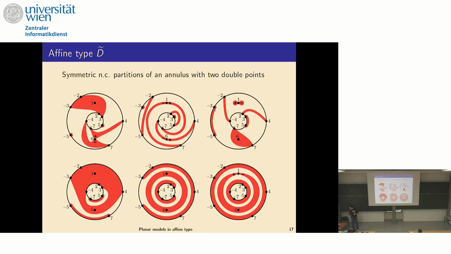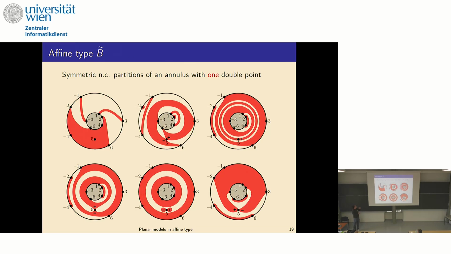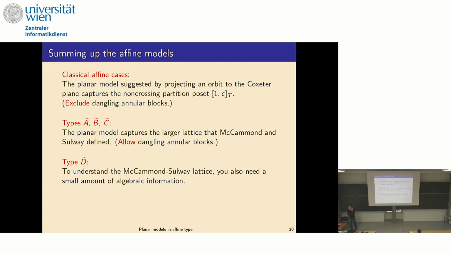I don't know. For some reason, I felt like you needed 2 slides full of these examples, but there's lots of things that can happen. In affine type B tilde, by folding D tilde, you basically get to take away one of the double points. So now this is an annulus, same symmetry, 1 double point, and maybe I'll let that be enough. So just to sum up, if you do the thing that's suggested by projecting to the Coxeter plane, in all classical affine types, A, B, C, D, you get a model of the interval from 1 to C. And to do that, you exclude dangling annular blocks, in whatever way that would mean in each model. In types A tilde, B tilde, and C tilde, you in fact get a model also of the larger lattice that McCammond and Sulway defined by allowing dangling annular blocks.